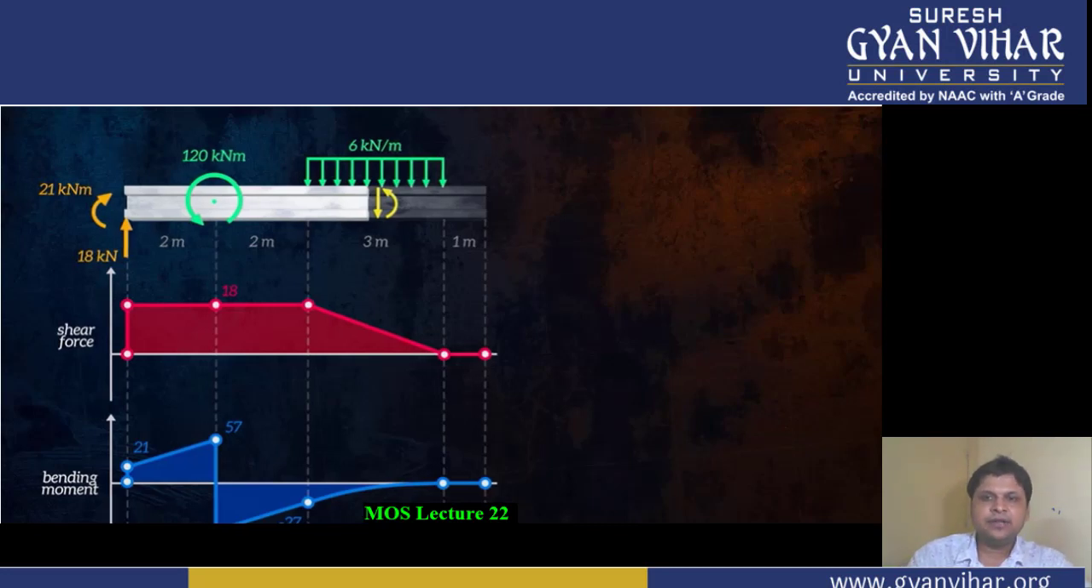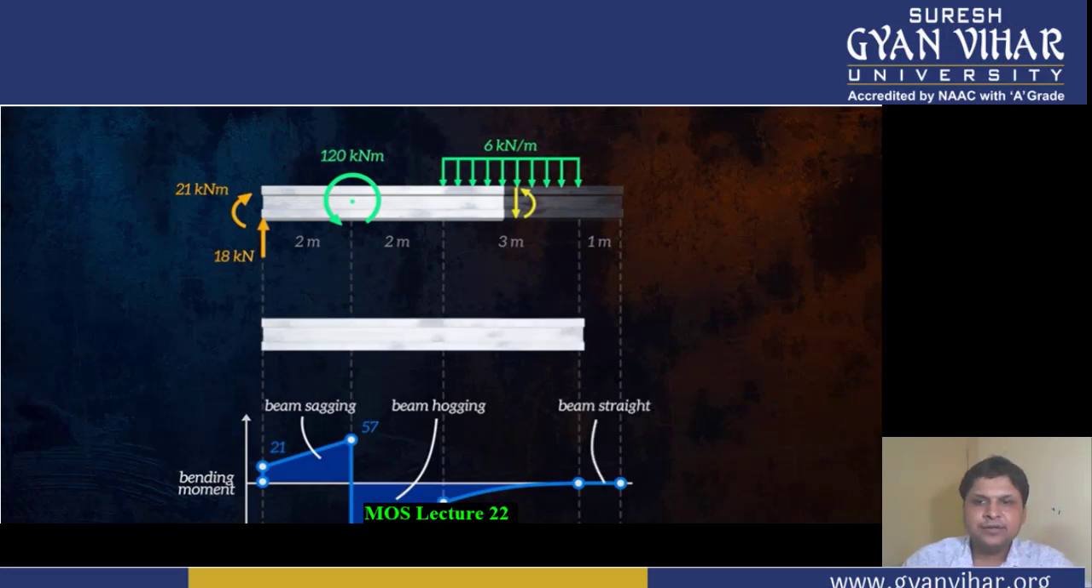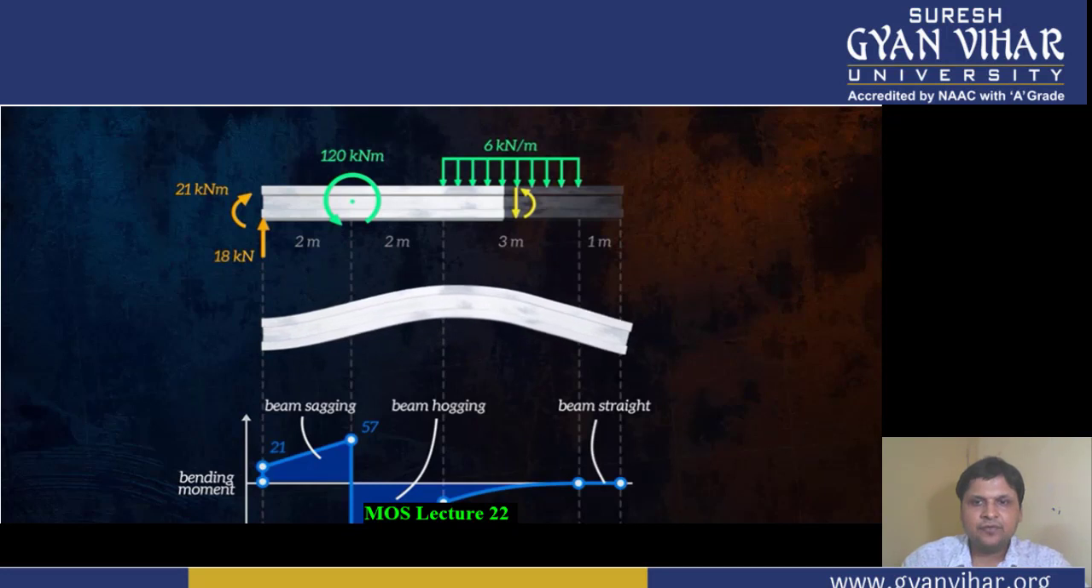Although we can't calculate displacement from this diagram, we can use the bending moment information to predict the deformation shape of the beam. Where the bending moment is positive, the beam will be sagging, and where it is negative, it will be hogging. Where the bending moment is 0, the beam will be straight, which will give us a deformed shape that looks something like this.